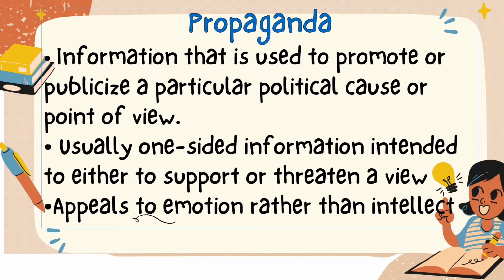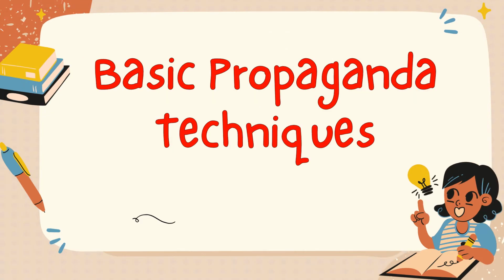So those are examples of propaganda. When I say propaganda, this is information that is used to promote or publicize a particular political cause or point of view. Usually, propaganda is one-sided information intended either to support or threaten a view. It appeals to emotion rather than intellect.